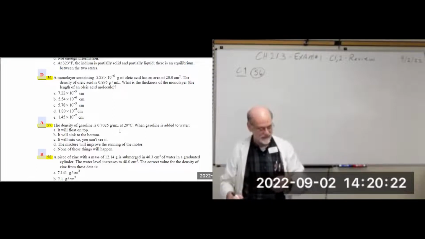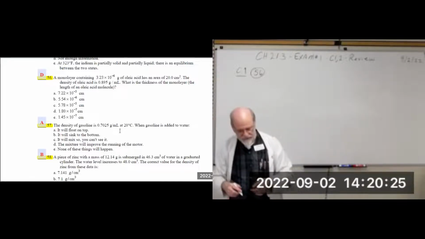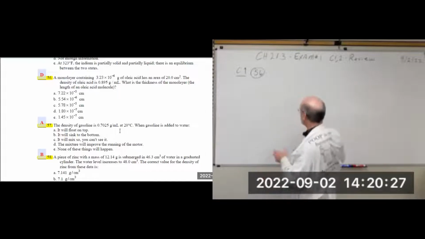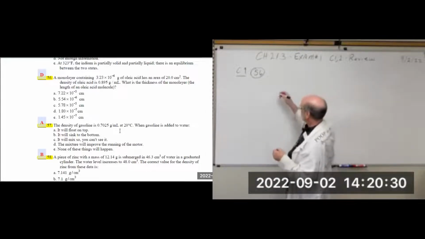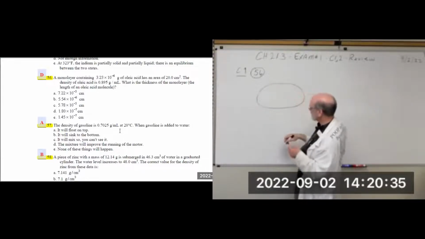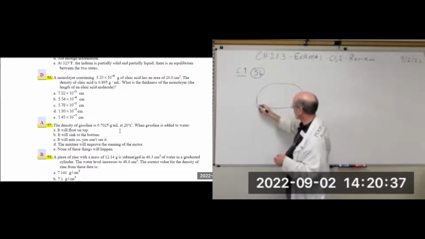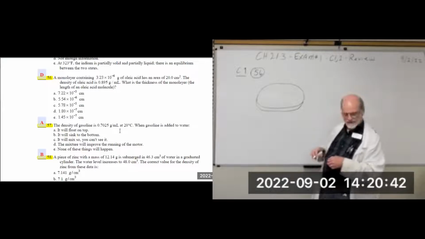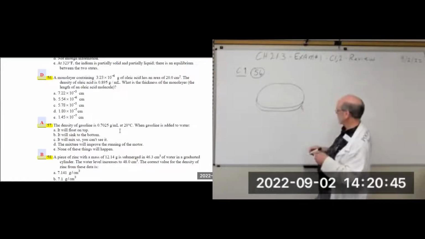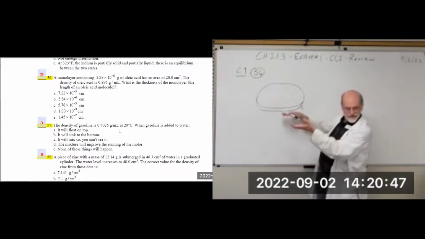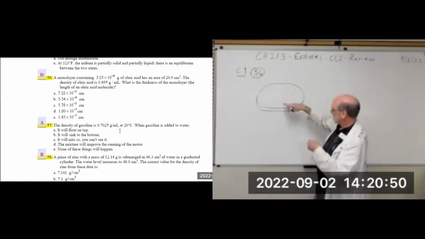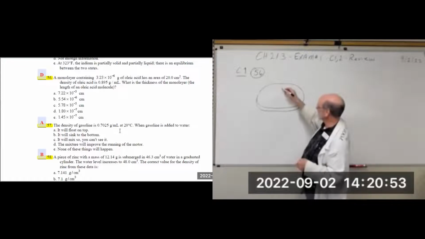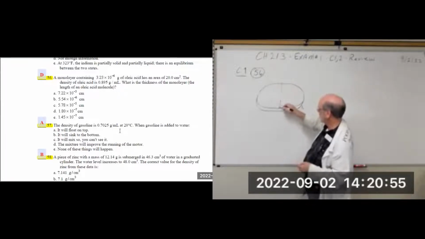Okay, and they state that in the problem. What's the thickness of the monolayer? All right, so what we need to do is say, okay, here we got this monolayer, like that, sitting on top of the water. And it's really a cylinder. This is the height of the cylinder, right? If you turn it kind of like this. And this is the diameter of the cylinder.